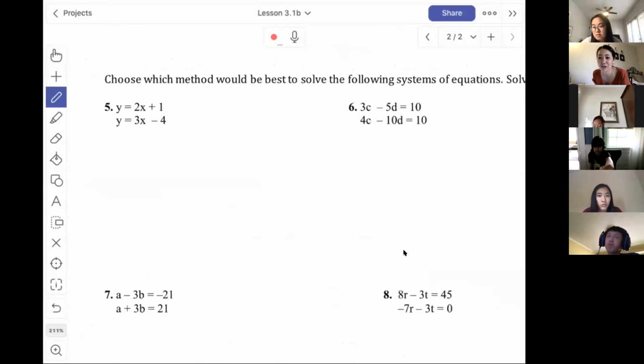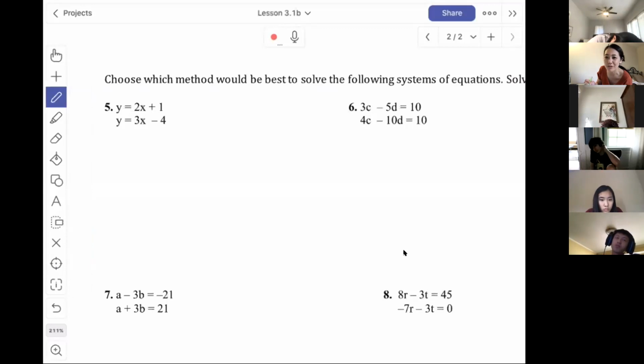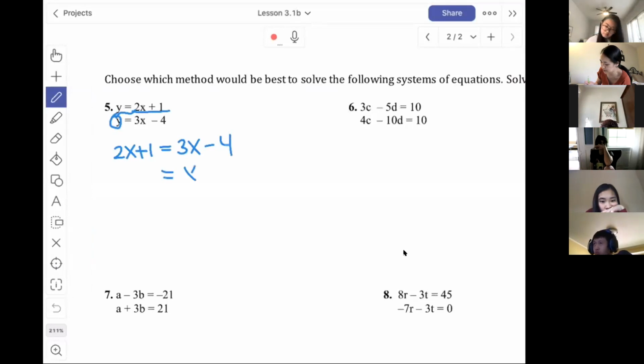Okay, Ryan, help us out with number 5. Which method would you choose, substitution or elimination? Substitution. Good, and why? Because both of them are already equal to y. Yeah, it's already solved for. Okay, so let's use substitution and tell me what to write. 2x plus 1 equals 3x minus 4. Nicely done. All right, so you substituted this for that y. All right, solve for x, Ryan. Subtract 2x on both sides. Good, and add 4 on both sides. Good. So x is equal to? 5. Nice.